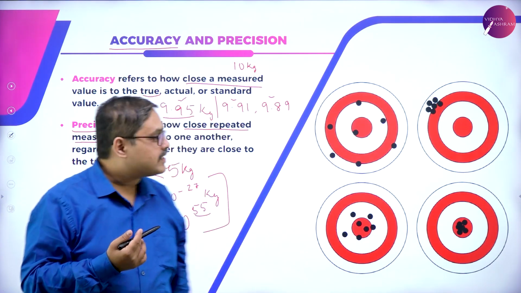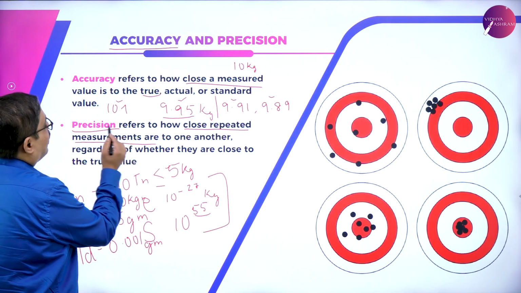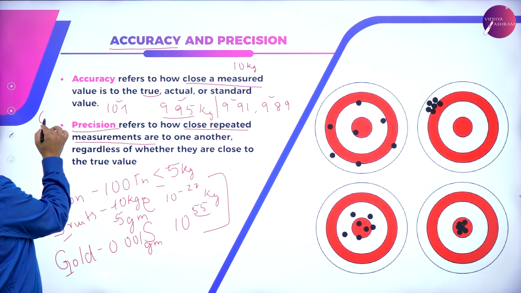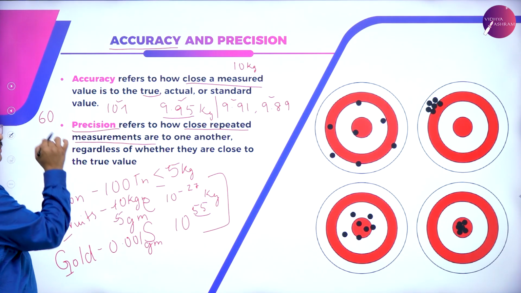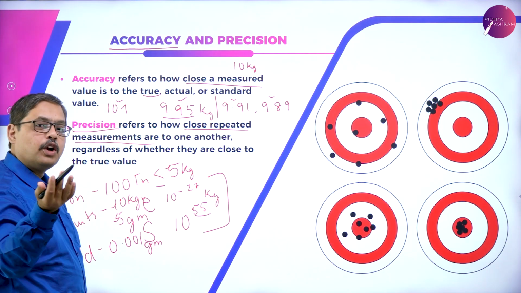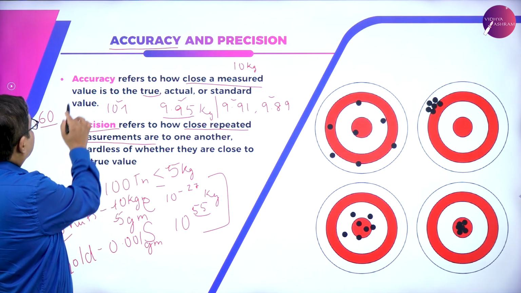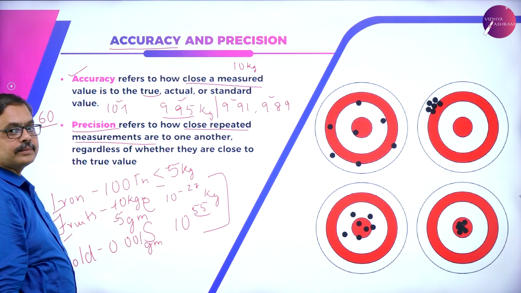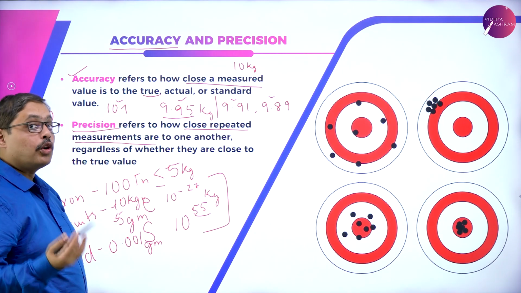You can take one more example for this. Suppose you are riding your two-wheeler at 60 kilometers per hour. If the speedometer shows 60, then it is accurate. Okay? Now I want to check the precision.